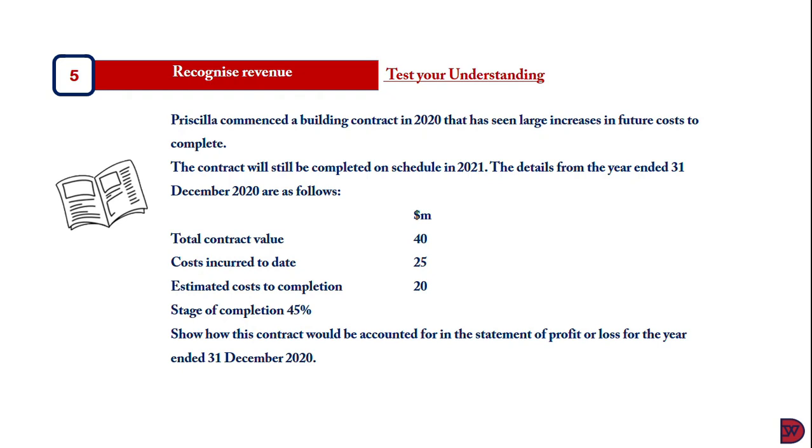Let's test our understanding again. So Principal commenced a building contract in 2020 that has seen large increases in future costs to complete. Now, the contract will still be completed on schedule in 2021. The details from the year ended 31st December 2020 are as follows. So total contract price is 40 million. Cost incurred to date is 25 million. Estimated cost to completion is 20 million. Stage of completion is 45%. So we have to show how this contract would be accounted for in the statement of profit or loss for the year ended 31st December 2020.